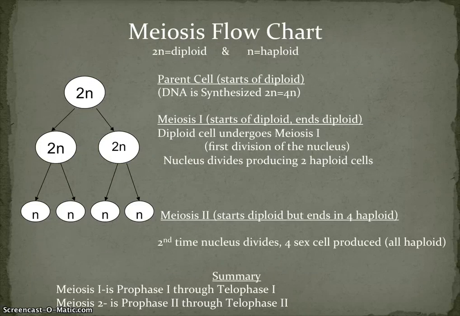Here is the meiosis flowchart. I want you guys to copy this down, so take a moment and press pause to do that. It shows 1 cell diploid starting out at the top. The first division results in 2 cells that are both diploid, and then the second division starts out with 2 diploid cells but ends in 4 haploid cells. So take a moment, press pause here, and fill in your flowchart.